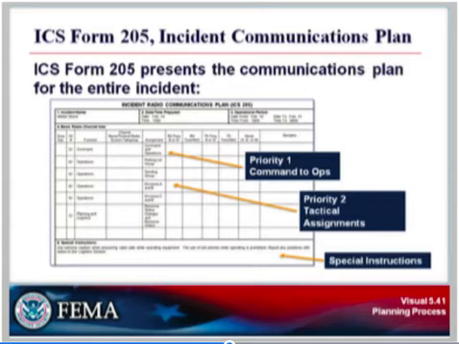The Incident Communications Plan, or ICS Form 205, summarizes the communications plan for the entire incident. Note that while it is beyond the scope of this course to provide detailed training on communications planning, a quick and easy planning process includes the following steps.